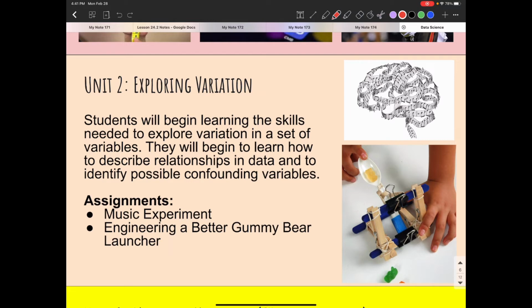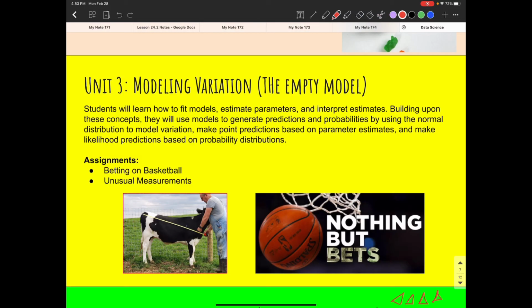Their goal for this assignment is to examine whether their modified designs are truly an improvement with data. In Unit 3, we're going to be talking about modeling variation. Students are going to learn how to fit models, estimate parameters, and interpret estimates.